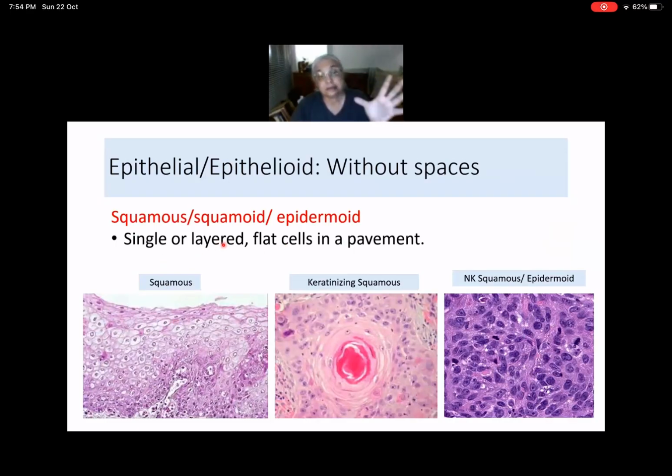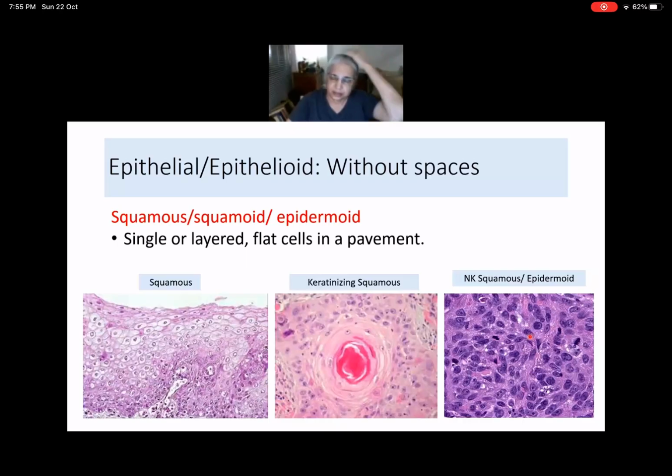Now, there are epithelial structures and epithelioid structures without spaces, and you know that squamous is a single or layered structure with flat cells in a pavement. That is what is the meaning of squamous, pavemented. Okay, and there you are. And there are no spaces here.